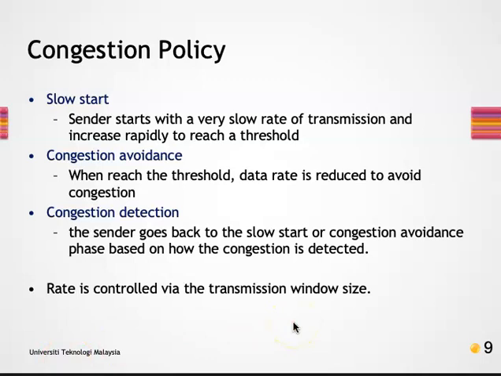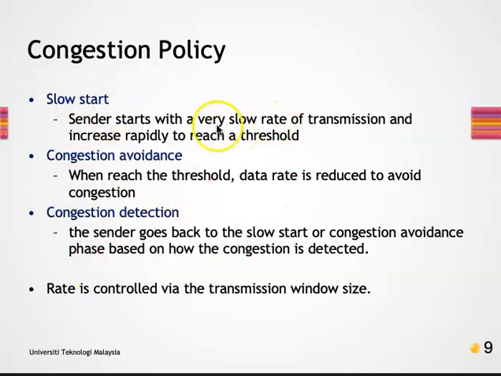So the next part is congestion policy. This is a very important part in determining TCP performance. The congestion policy has several phases that you need to know. The first one is slow start, the next phase is congestion avoidance, and also congestion detection. The decision to go to any of these phases depends on the current condition of the network.